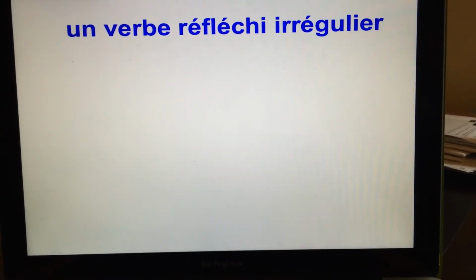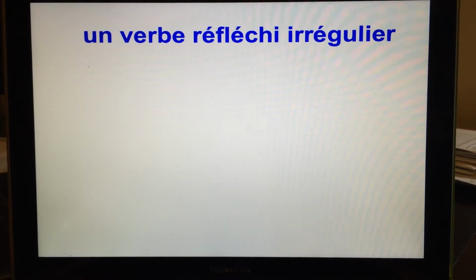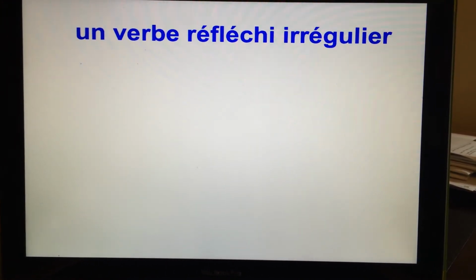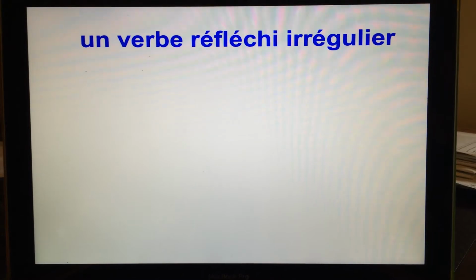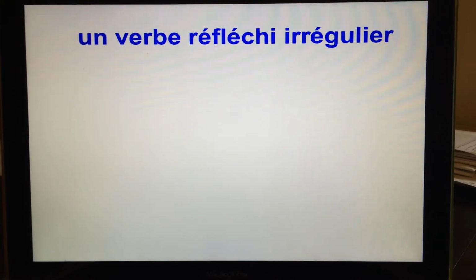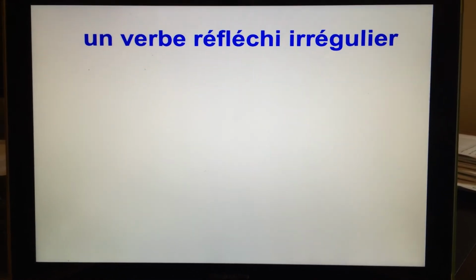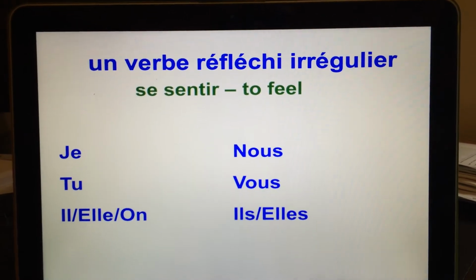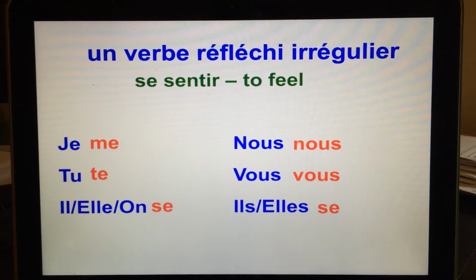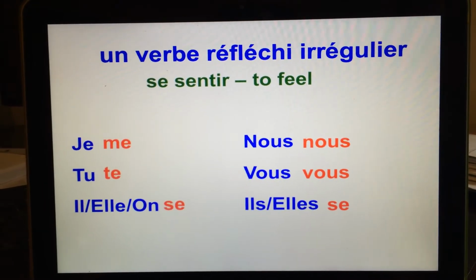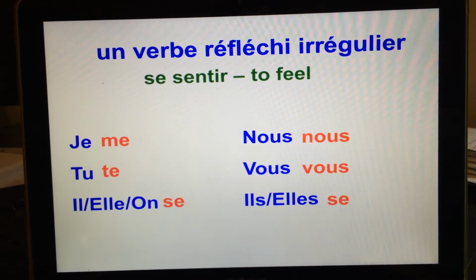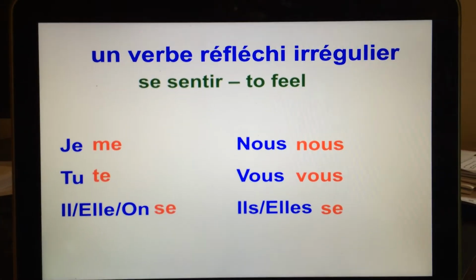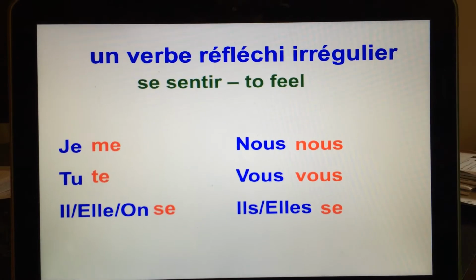Okay, so now one of the verbs in our chapter 2 vocab unit is un verbe réfléchi irrégulier. So it's an irregular reflexive verb, all right? What we're going to do here is look at the verb se sentir, to feel, okay? And as we said, it's a reflexive verb, so we have to have our reflexive pronouns in there: je me, tu te, il se, nous nous, vous vous, and ils se, all right? And now we're going to talk about our conjugations of se sentir.